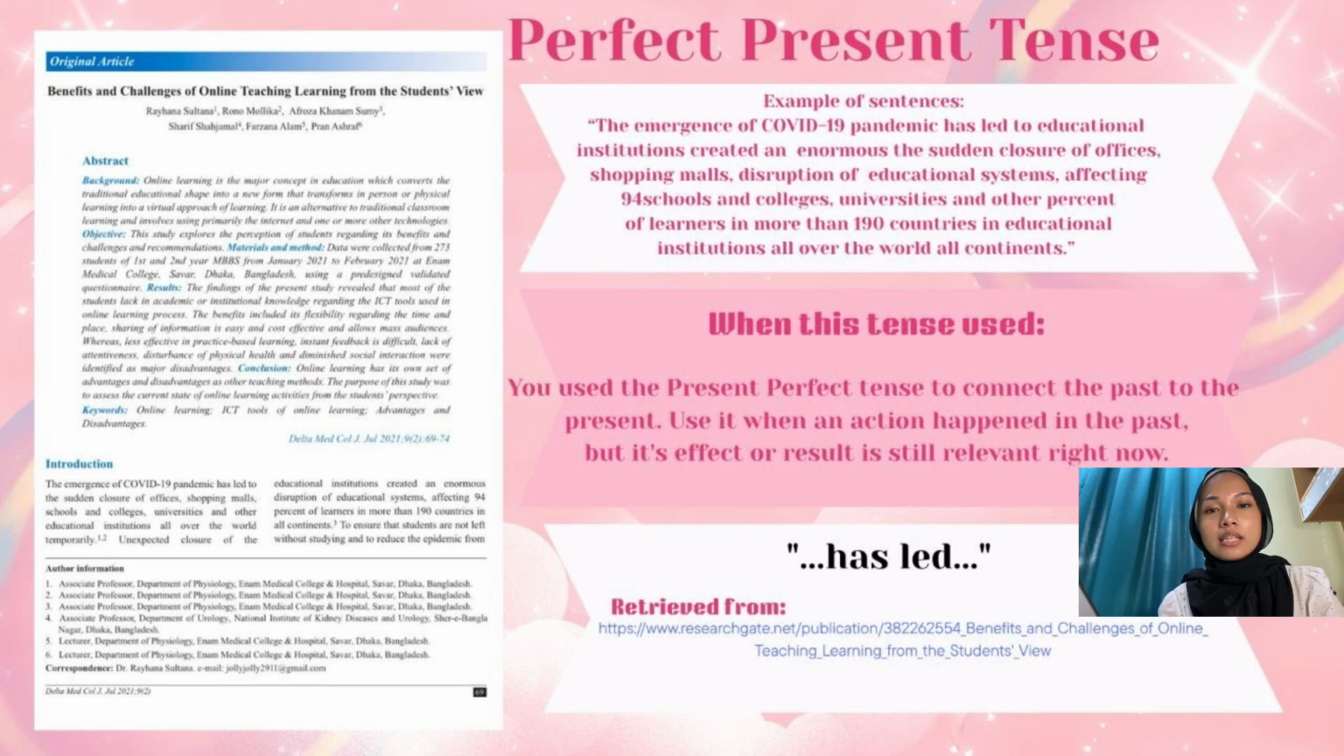When is this tense used? You use the present perfect tense to connect the past to the present. Use it when an action happened in the past, but its effect or result is still relevant right now. So has plus led is the present perfect tense.